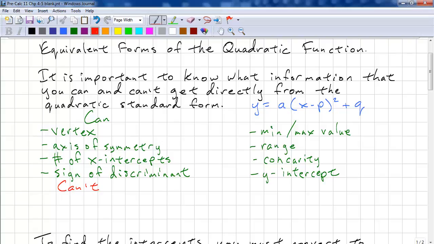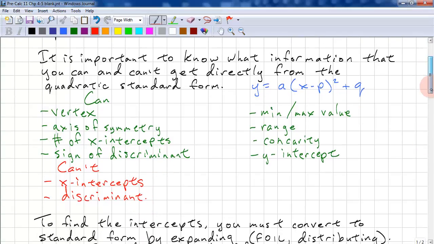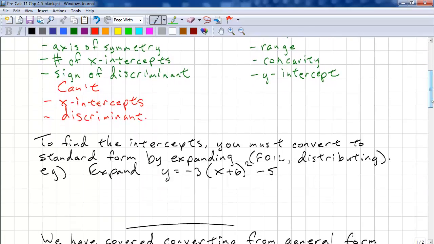And the things that we can't get easily are the x-intercepts and the discriminant. So there's a difference between getting the sign of the discriminant and the actual value of the discriminant. And to find the intercepts, we must convert the standard form by expanding.